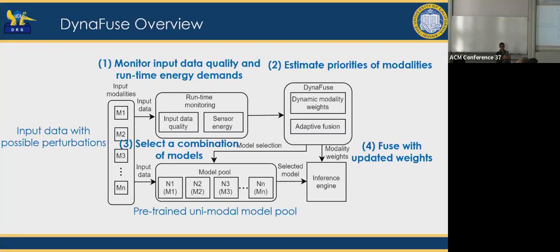And then we combine this with the design-time priorities in order to come up with an updated modality weight configuration. And based on the vector we generated as the updated modality weights, we select one or maybe more than one model from a pool of pre-trained unimodal models. And then we fuse them using the updated weight vector, and then we proceed with the inference.